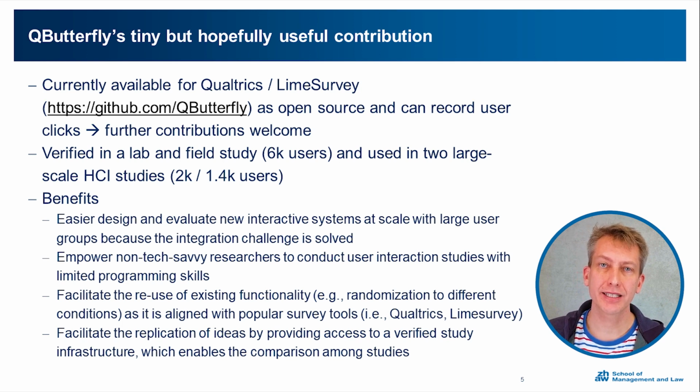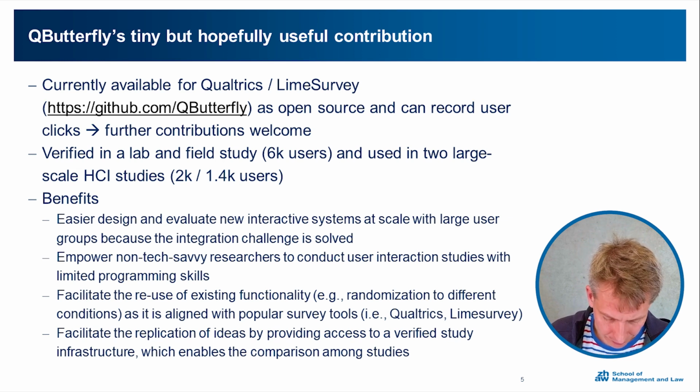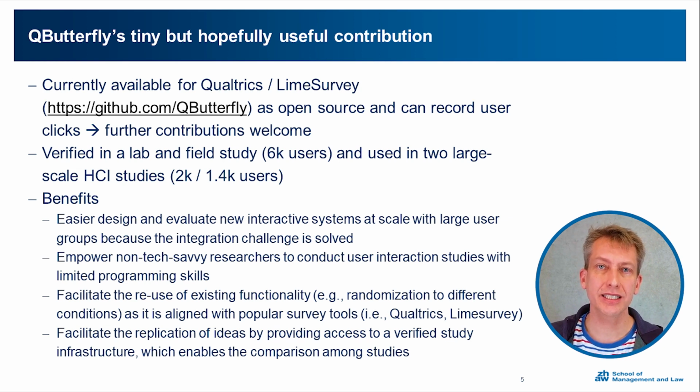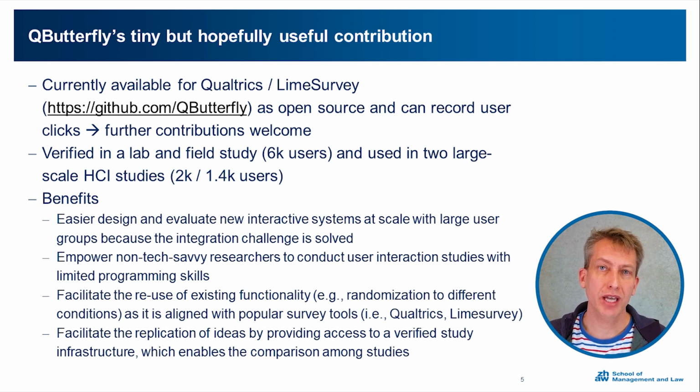QButterfly has been verified in a lab and a field study, and it has been used in two large human-computer interaction studies. What are the benefits of QButterfly? You can create and design studies more easily, even if you are a non-tech-savvy researcher. You can reuse existing functionality, such as randomization or different question types, instead of having to rewrite them in your own code. And researchers can replicate ideas more easily because we have a verified study infrastructure.